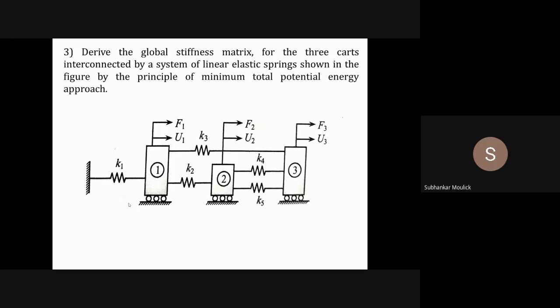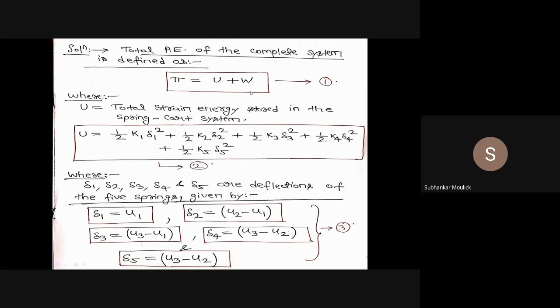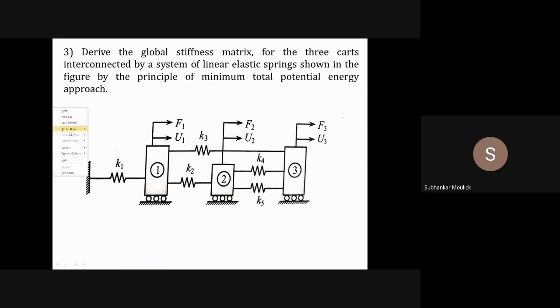Neither any UDL is present in this problem nor any body force is present. Fine. And I know that when a point load is present, then the external work done is given by the relation W is equal to summation of, what is the formula of work done? Force into displacement, that is force F into displacement u_i. Here i represents the node where this point load is being applied.